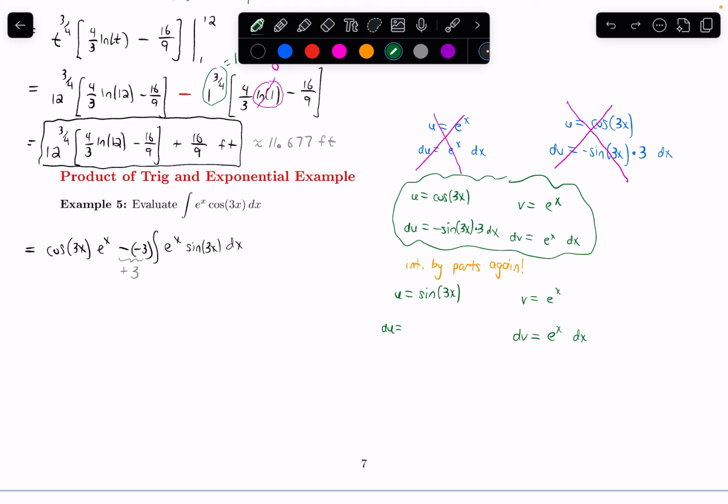And then du, I'll need chain rule for this. Derivative of sine is cosine. And then the derivative of the inside is 3. So multiply by 3, and then dx.